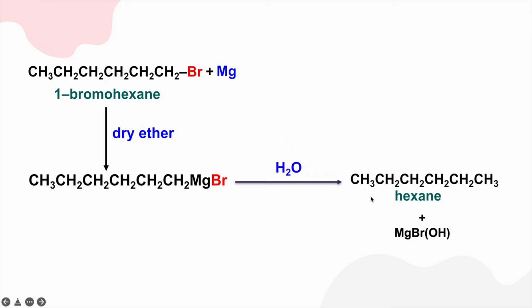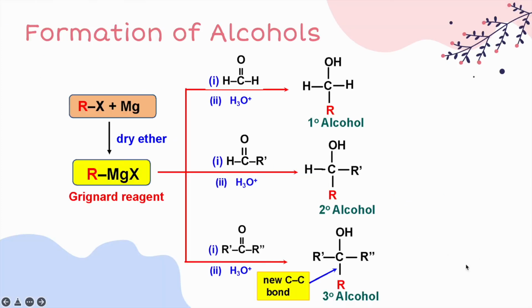The product will be alkane and MgBrOH. This MgBr is released and then it reacts with OH from water. So MgBr in bracket OH.